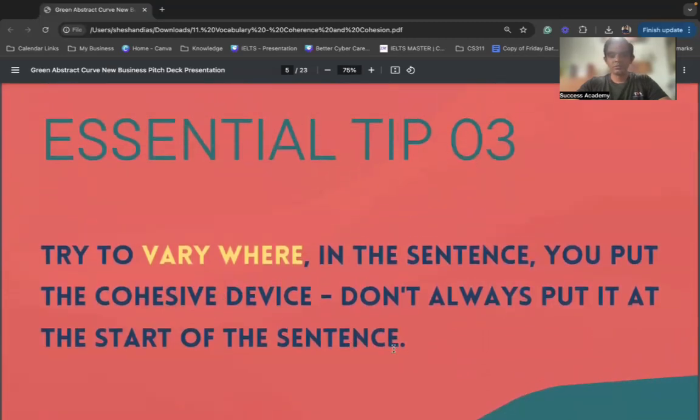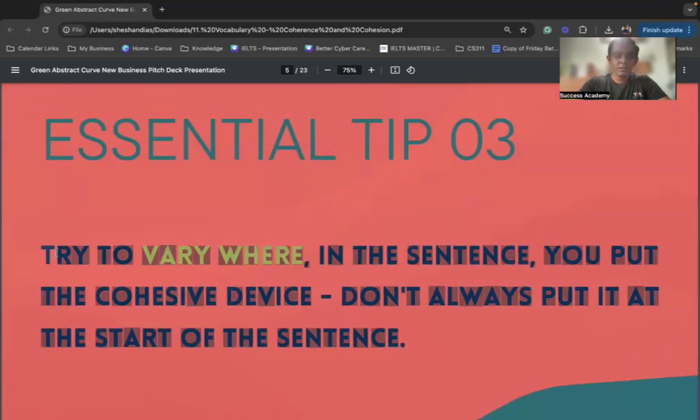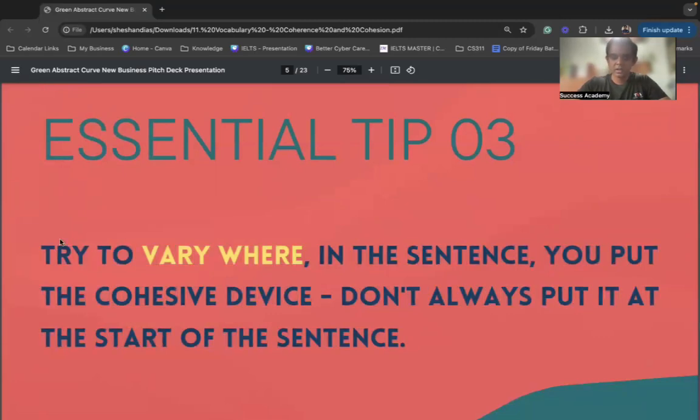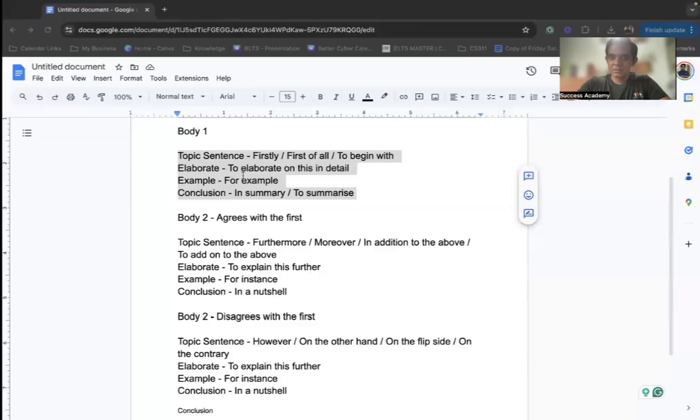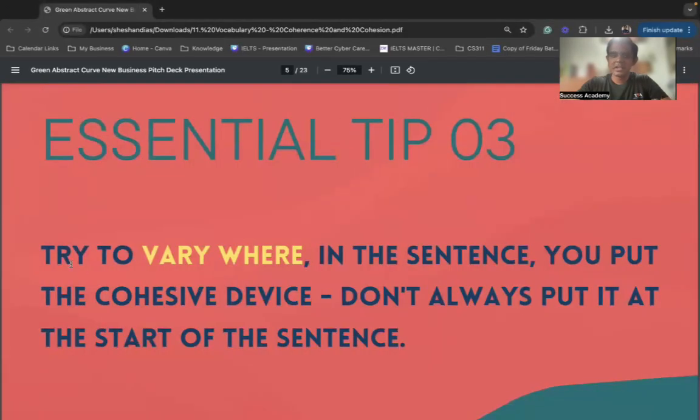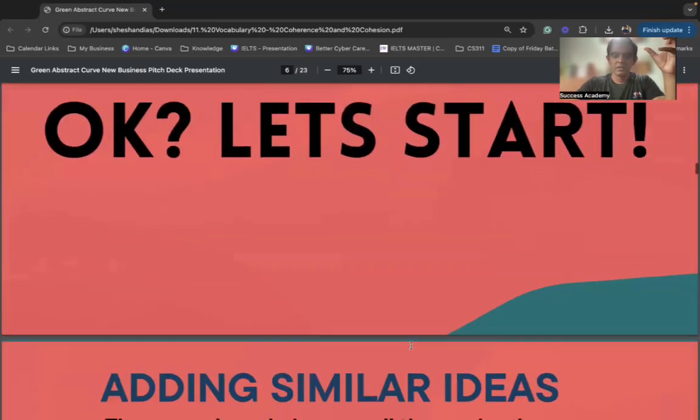So don't always put it at the start of a sentence. Try to vary where you put it. So again, don't take these into consideration. Any other cohesive devices that you're using, anyway, we are using those four at the start of a sentence, right? So when you're using additional ones, try to use them in the middle of a sentence, right?